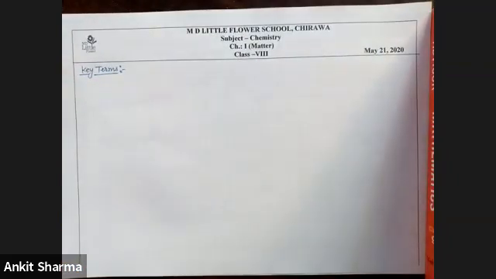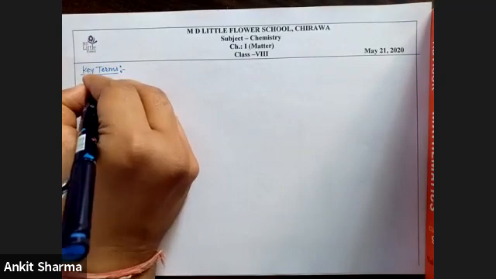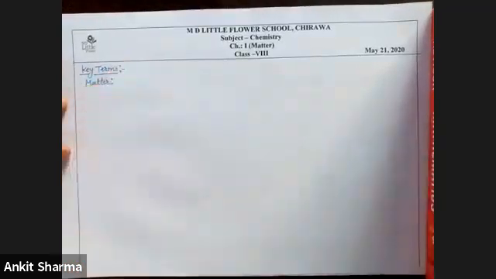Now, our first word is matter. As you all know, anything that occupies space and has mass is matter. That is the definition of matter. Everything that occupies space, everything that we can think of, is matter basically.